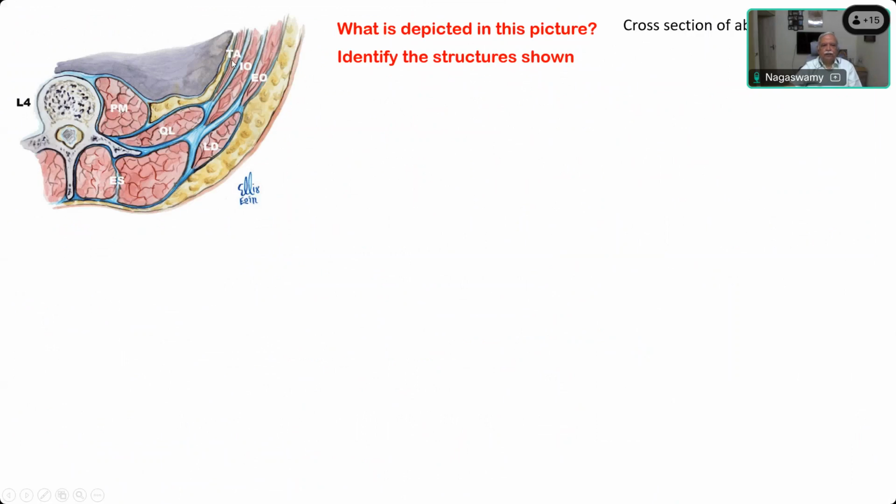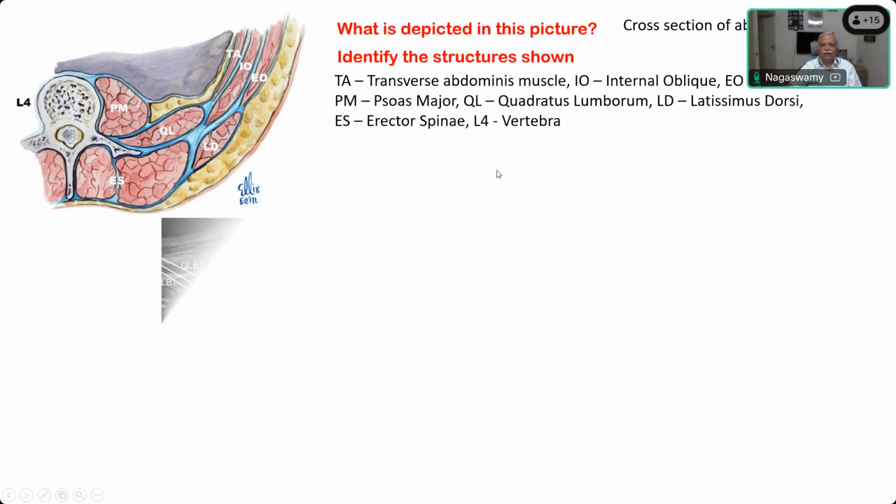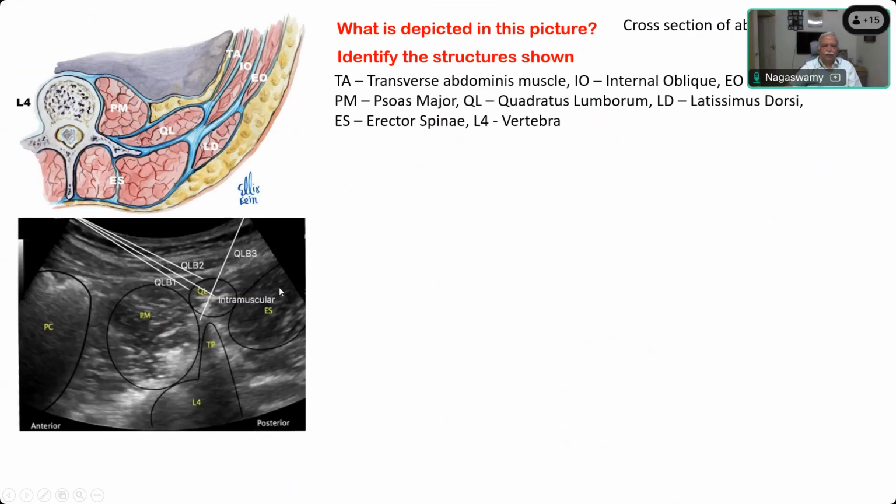What is PA? Transverse abdominis, internal oblique, external oblique. Three muscles of the anterior abdominal wall. What about this? Yes, sir. Latissimus dorsi, quadratus lumborum, psoas major, erector spinae. Okay, right. So these are all, and the L4 vertebra also.